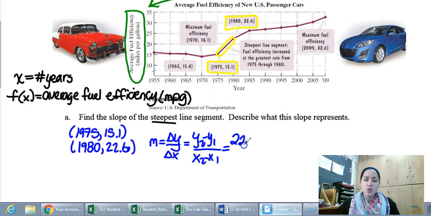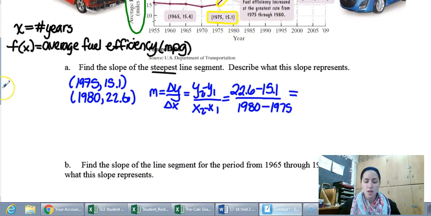So press pause, please. I'm going to write 22.6 minus 15.1 in the numerator, and 1980 minus 1975 in the denominator. So we have 22.6 minus 15.1, which is 7.5, divided by 1980 minus 1975, which gives 5. If you can use mental math, that's great, but I'm going to pretend like I'm not so sure. Use a calculator, no problem with that.